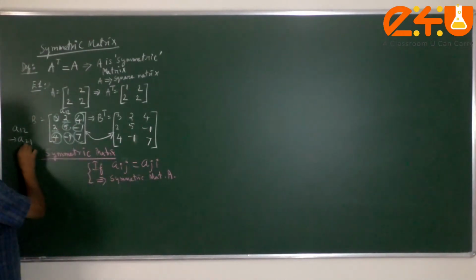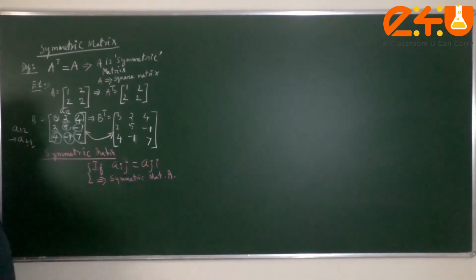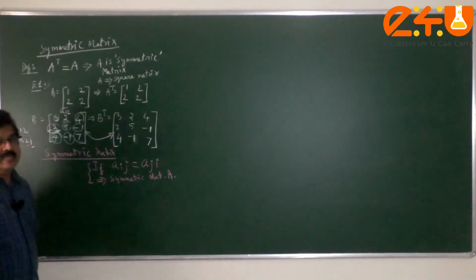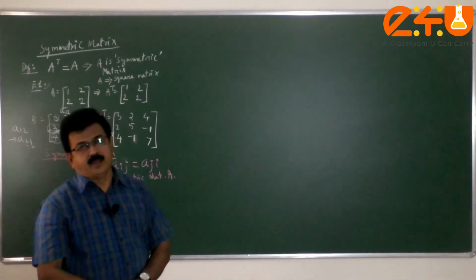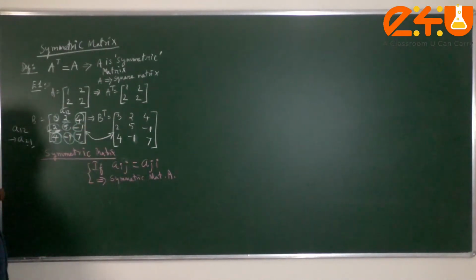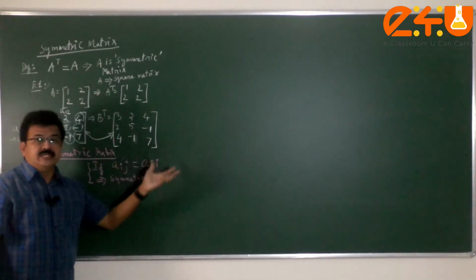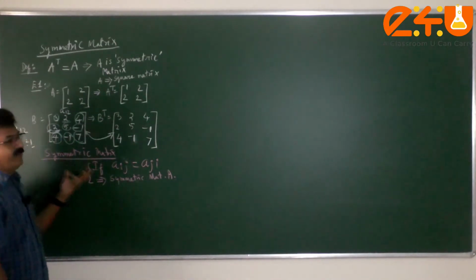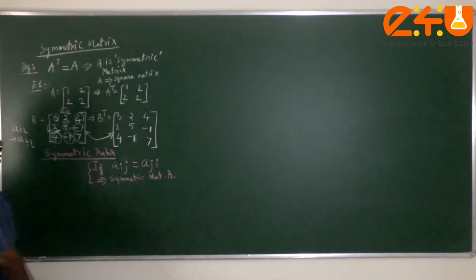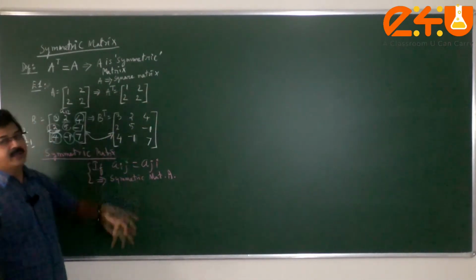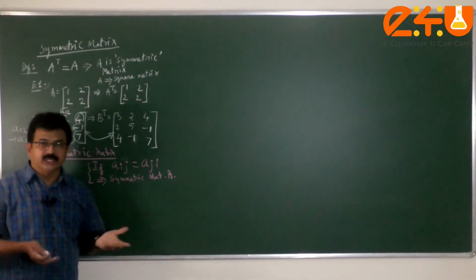A21 means second row first column, so you can find the second row first column also has the same entry as in row 1 column 2. The same thing you can verify with every singular element. That is why after transposing you don't find any change occurring in the given matrix. The transpose matrix remains the same as the given matrix. So that is your symmetric matrix. Remember, the matrix has to be a square matrix. That is the essential precondition.